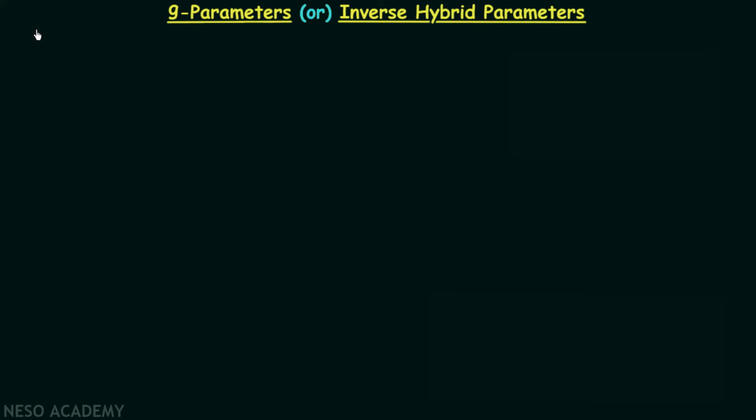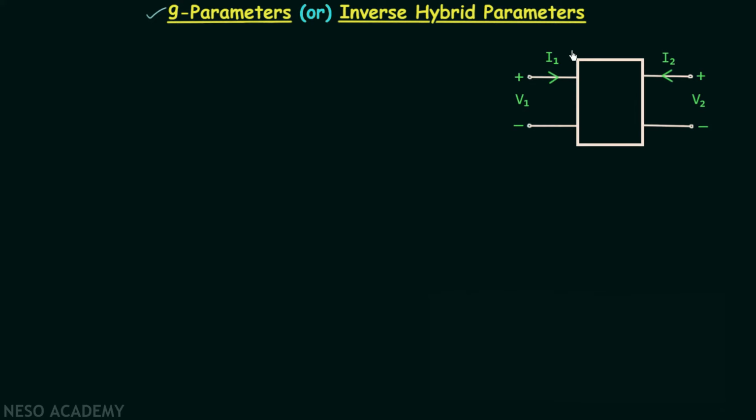We have completed Z parameters, Y parameters and H parameters, and now we are going to have a discussion on G parameters. G parameters are also known as inverse hybrid parameters. If you remember, in case of H parameters, out of the 4 variables we have in our 2-port network, current I1 along with voltage V2 were the independent variables, and voltage V1 along with current I2 were the dependent variables. Now in case of G parameters, the scenario will be opposite.